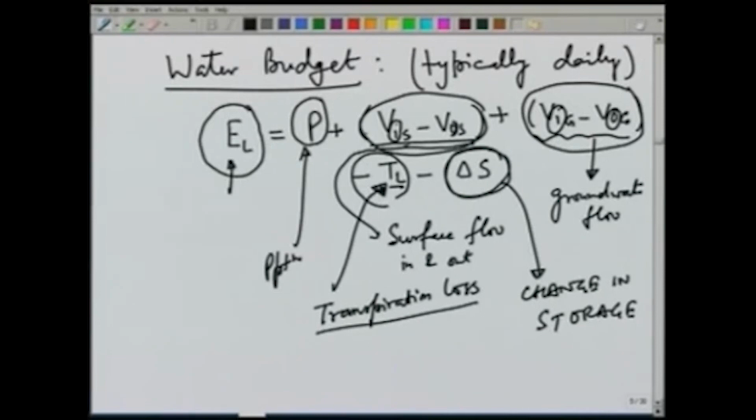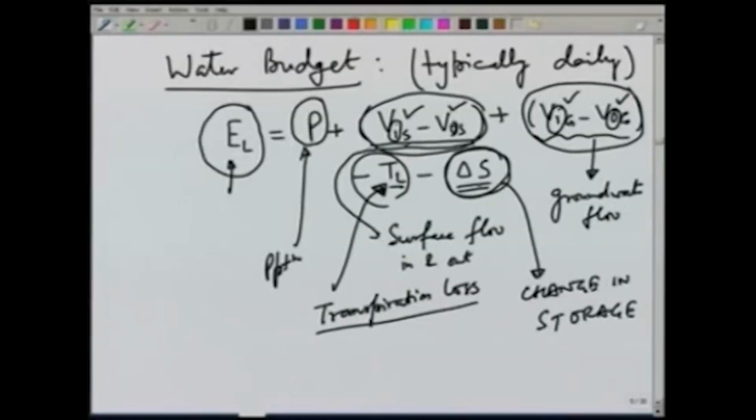Precipitation is easy to measure and surface inflow and outflow are also comparatively easier to measure, but the component which includes groundwater flow, inflow and outflow, is not so easy to measure. Transpiration loss is also not easy, but since it is very small, most of the times we can ignore it. Delta S is easier to measure. So, groundwater flow is a very uncertain parameter. Measurement of this groundwater inflow and outflow is not very accurate. That is why this water budget may not be able to give very accurate results for the lake evaporation.